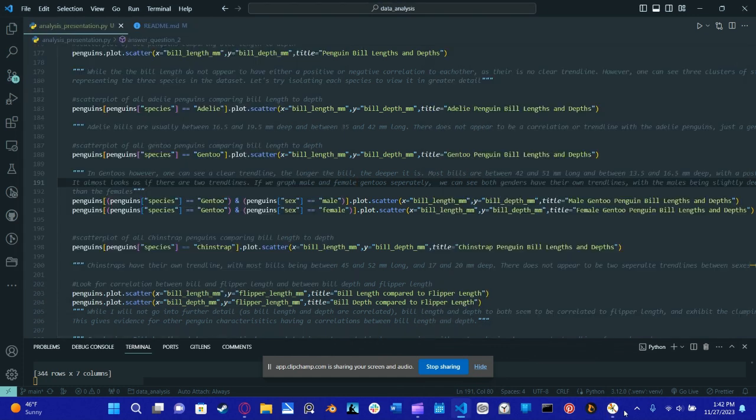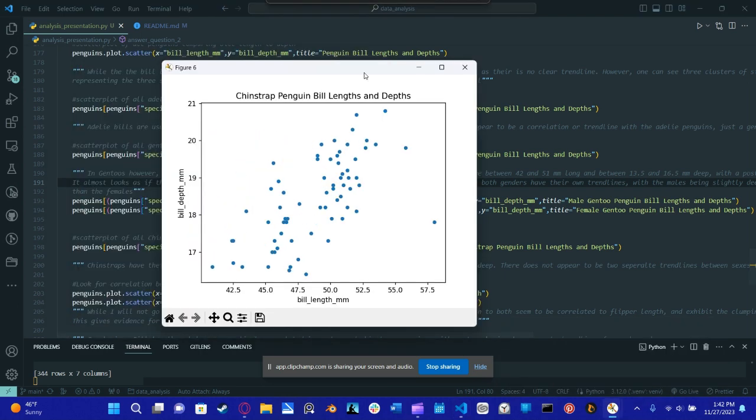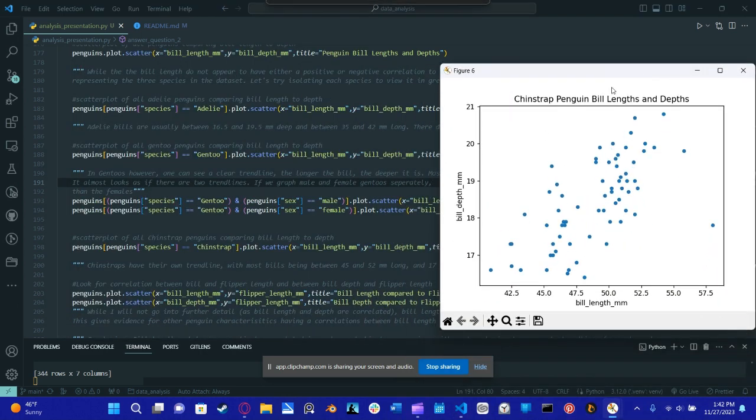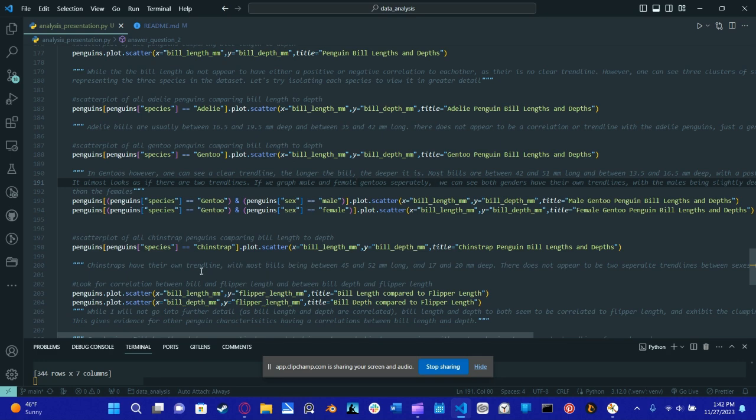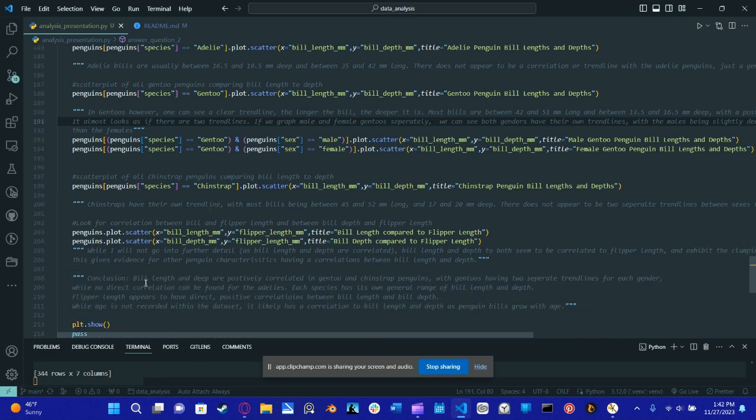As for the Chinstrap penguins, there weren't a lot of them, but they do have their own trend line, with most bills being between 45 and 52 millimeters long and 17 and 20 millimeters deep. There only appears to be a single trend line for the Chinstrap penguins, with no separate ones between the sexes.